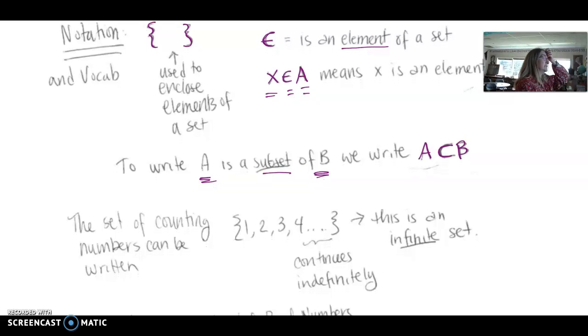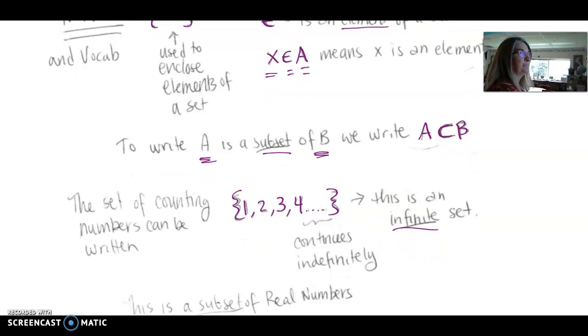So let's look at an example of something that is a subset: the set of counting numbers. The set of counting numbers can be written like this. You have these brackets at the beginning and at the end. The counting numbers are the numbers that we use to count regular objects. So we start with 1, 2, 3, 4, and these dots indicate that it continues in that pattern. So 5, 6, 7, and it continues on forever. So this is called an infinite set because it doesn't end.